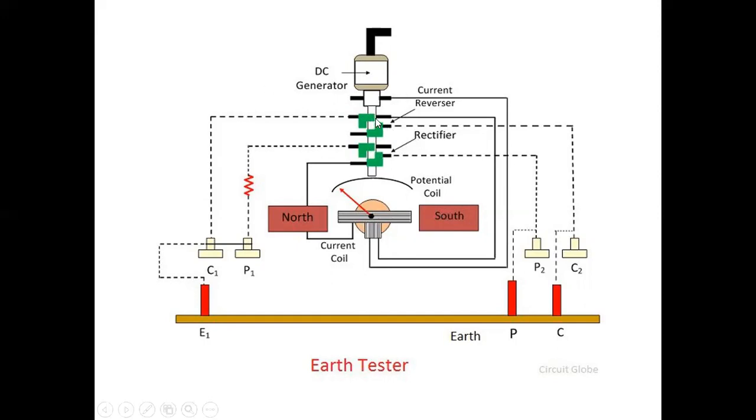This will be mounted on the same shaft as the DC generator, and this will be connected to the earth electrode. These are another two earth electrodes, that is your auxiliary electrodes. When the current flows into the current coil and the voltage appears across the pressure coil, the ratio of voltage across the pressure coil to the current flowing into the current coil, V upon R, shows the resistance, and this will be deflected on that scale.